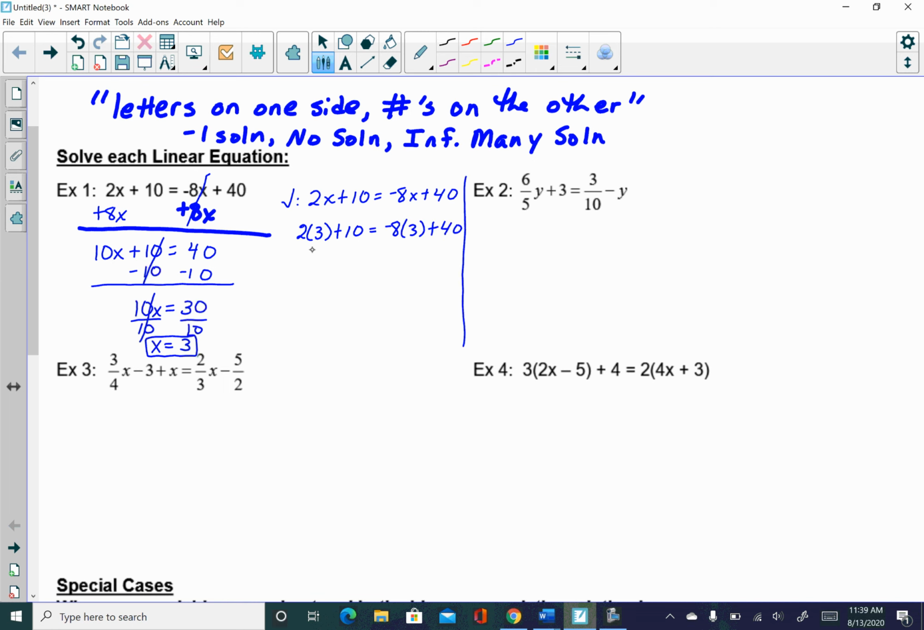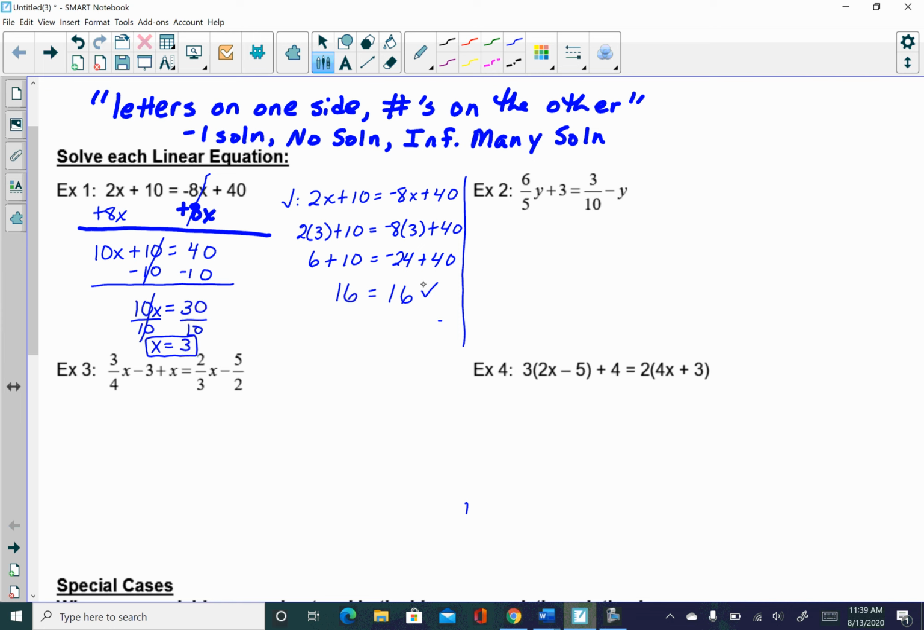And if I get the same number on both sides of the equals mark, then I've solved this equation correctly. So of course over here on the left-hand side, 2 times 3 is 6. 6 plus 10, 16. So let's make sure we can get 16 over here. Negative 8 times 3 would give me negative 24 plus 40. And then when we combine this, 40 minus 24, that's also going to give me a positive 16. Okay, so this x equals 3 is definitely my solution.